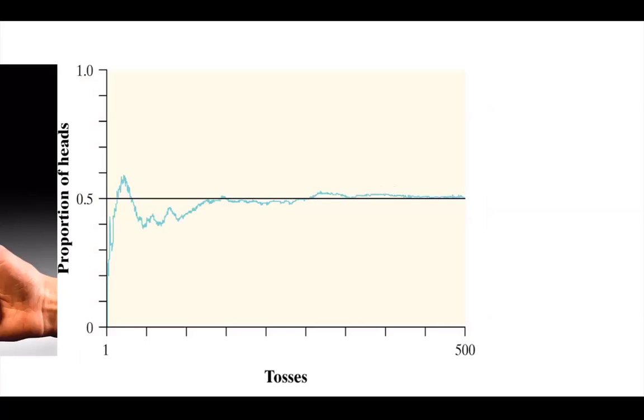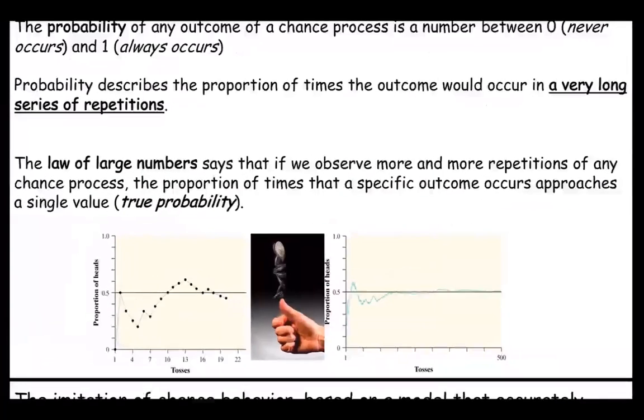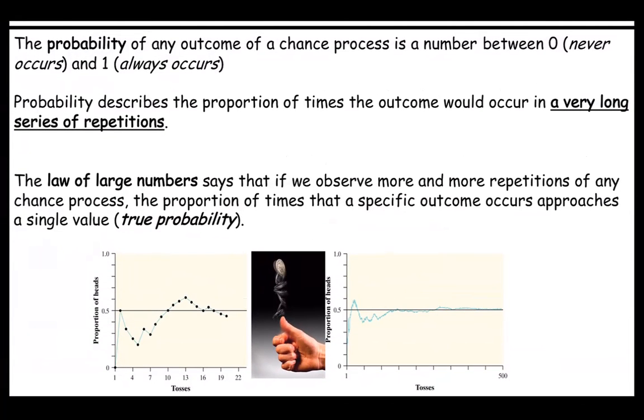Okay, so that's the probability. So probability of any outcome of a chance process is always a number between 0 and 1, or 0 and 100%. You can't have a 110% chance of something happening, right? It can't go over 100%. When we talk about probability, we always use decimals. When we talk about chances of winning, we say percents, okay?